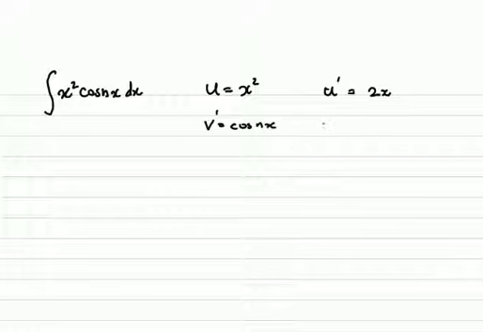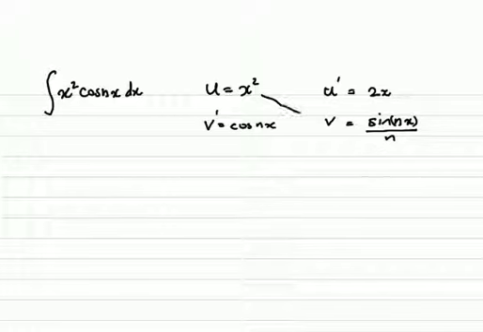Now again, if you look at these two functions, cosine can be differentiated an infinite number of times without settling at zero, but x squared can be differentiated up to maybe 2 times, and the third time, fourth, and so on, they will be equal to zero. So our choice must be u equals x squared, and then u prime will be equal to 2x, and our v prime is going to be equal to cos nx, and our v, which is the integral of that, is going to be sine nx divided by the derivative of the argument, which is n.